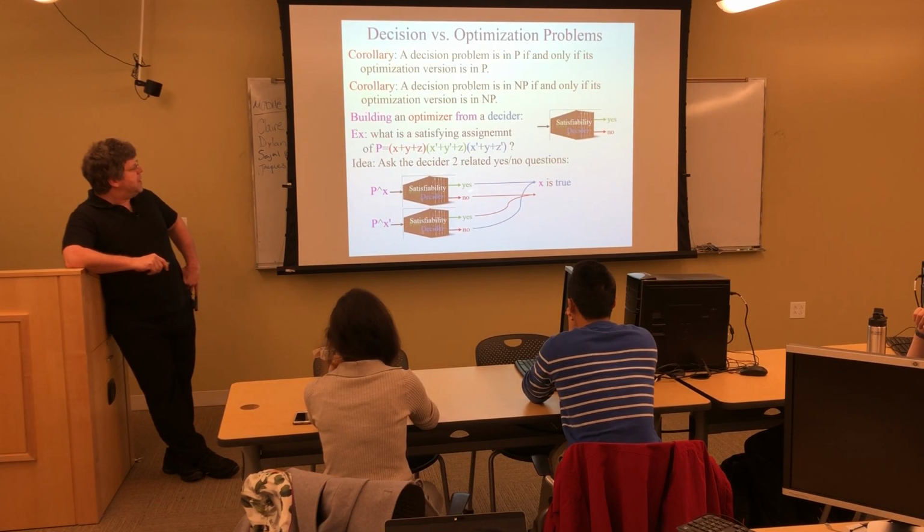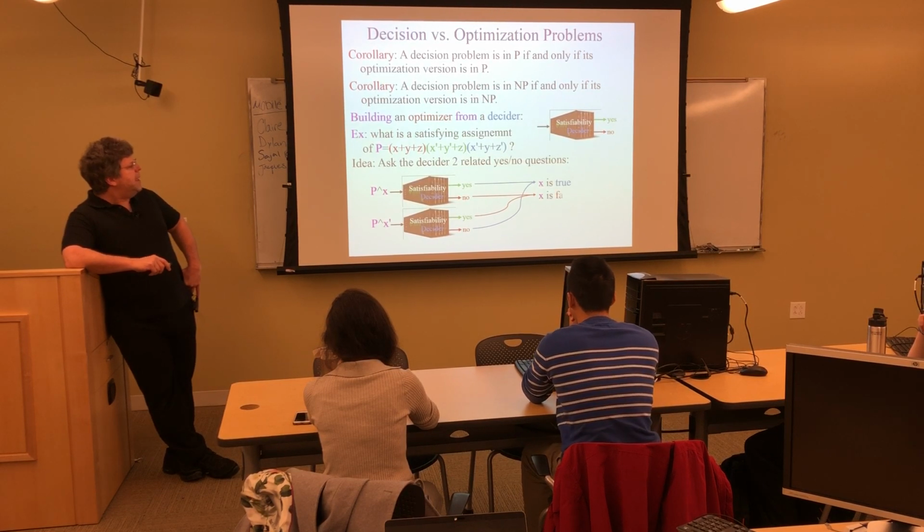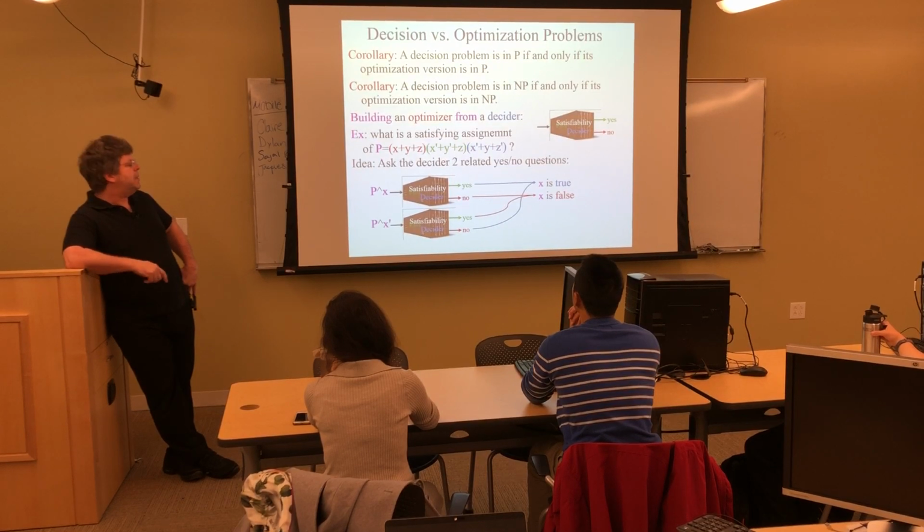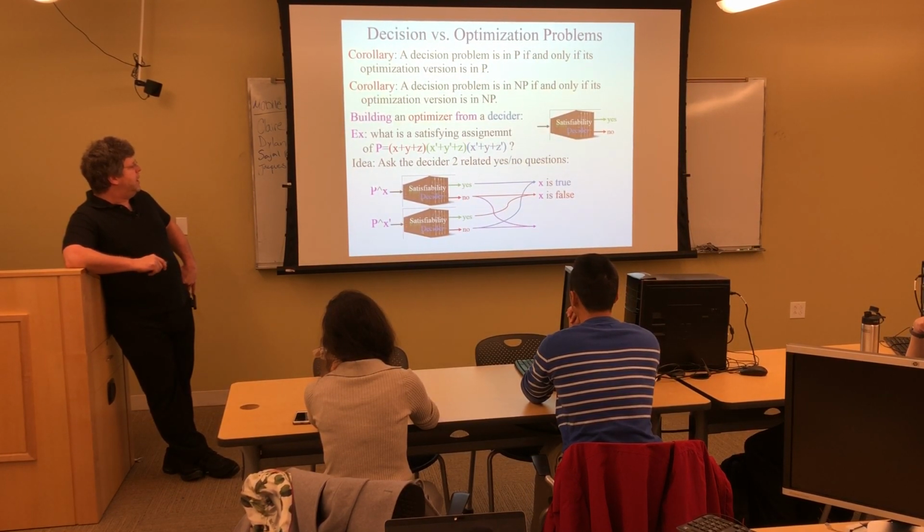So conversely, if it says no, on the other hand, and P and X is not satisfiable, that means that X is false in some satisfying assignment, potentially, or maybe P is not even satisfiable. But if P was satisfiable and P and X is not satisfiable, then X must be false in some satisfying assignment. Okay. So we assume here that the decider said P is satisfiable.